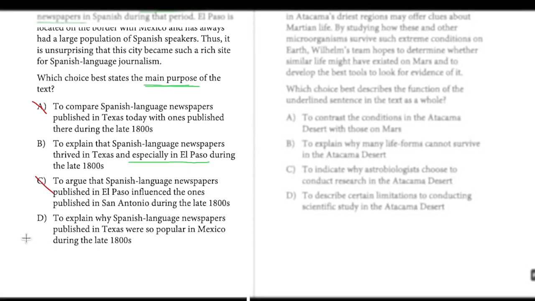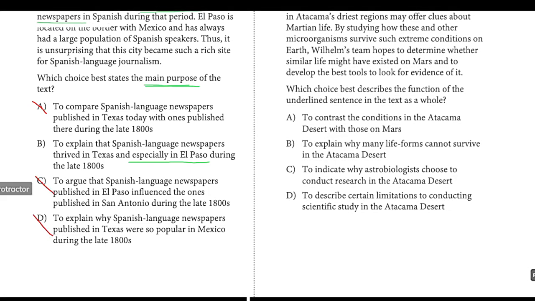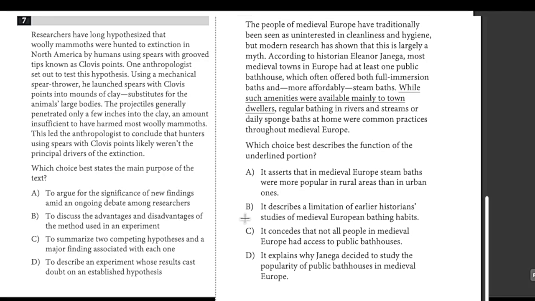To compare Spanish language newspapers published in Texas today with ones published there, no. Explain that Spanish language newspapers thrived in Texas, especially in El Paso. Okay, we have especially in El Paso. I like that. I'm going to keep that one. To argue that Spanish language newspapers published in El Paso influenced the ones, no. To explain why Spanish language newspapers, okay, D doesn't even mention El Paso, so boom. My answer is B. All right, I'm moving on to a harder section here.